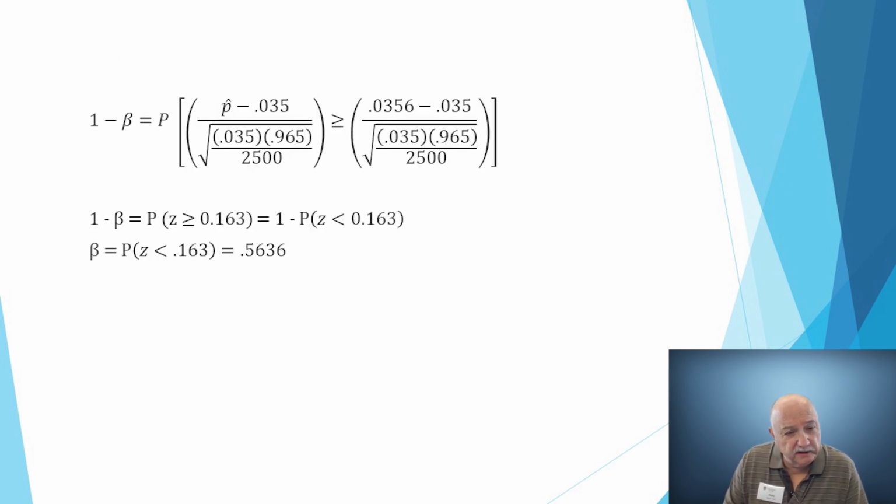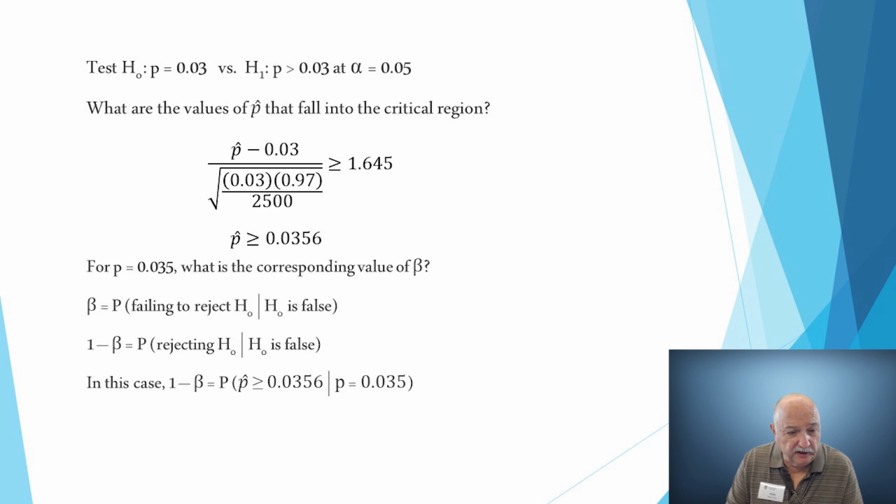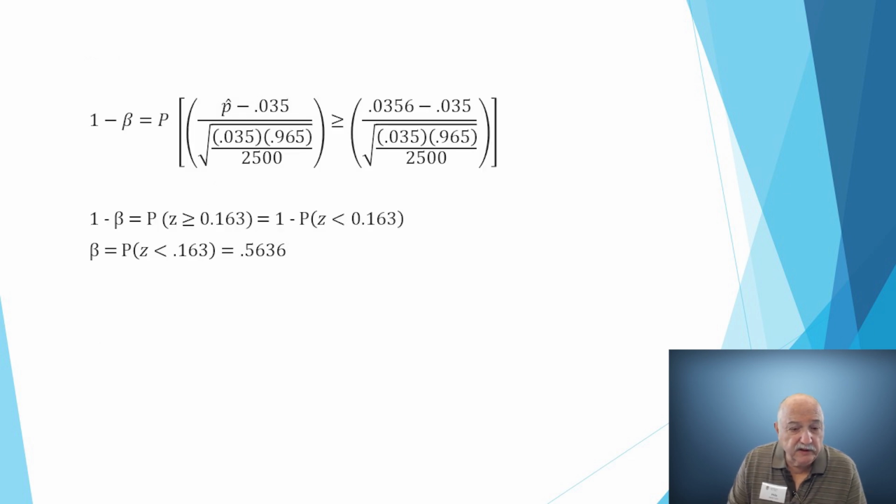Well, then we get this fine-looking equation. That 1 minus beta is equal to, now what I've done is I've taken the previous, let me go back, I've taken that very last line, and I have subtracted 0.035 from both sides and divided by the square root of the standard deviation if the alternative hypothesis is true. That's 0.035 p times 0.965, 1 minus p, divided by the 2,500, which is the sample size. We take the square root of that.